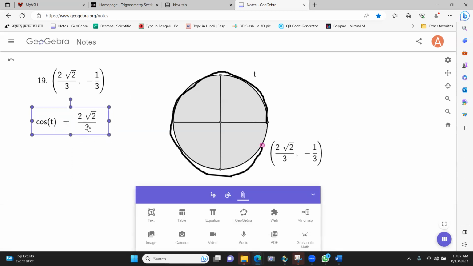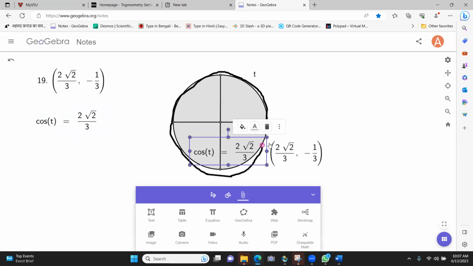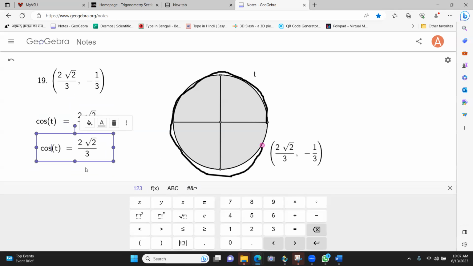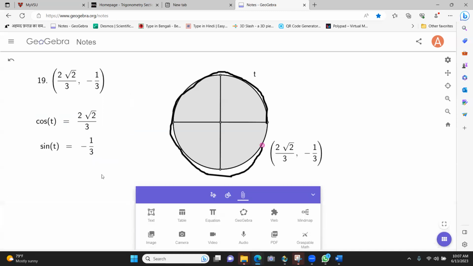Now I'm going to determine sine t. Well, that's also not too difficult. Sine t is simply the y coordinate. Okay, that's easy. Okay, done. How bad was that? Now, tangent t and cotangent t. And I'm going to write tangent t here.